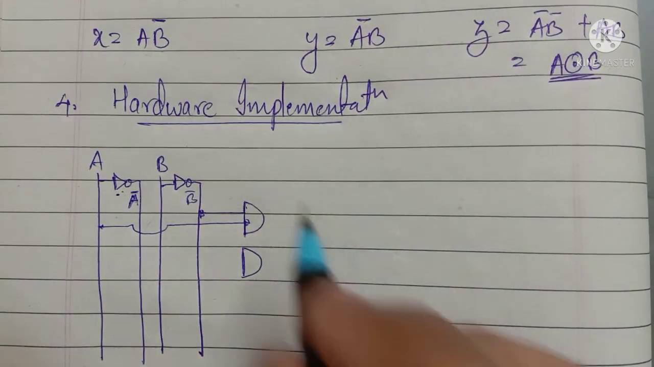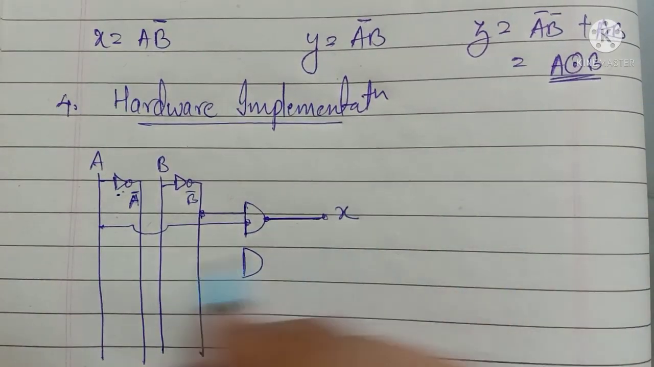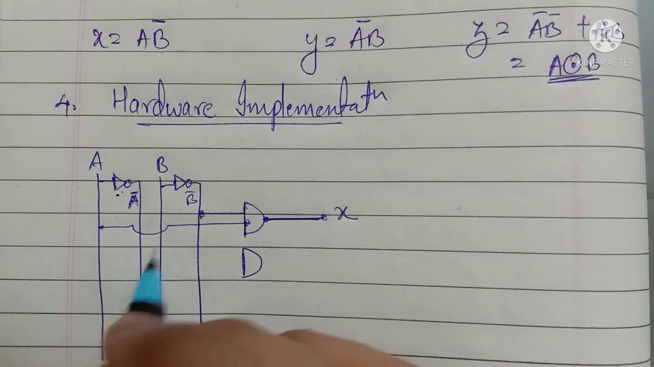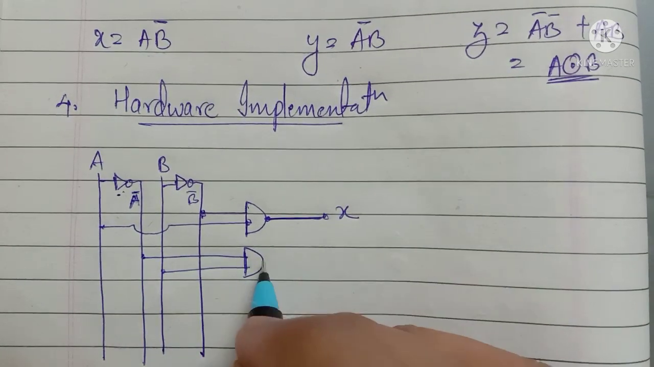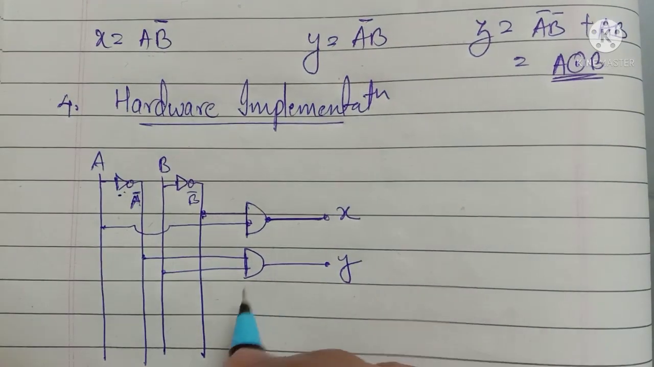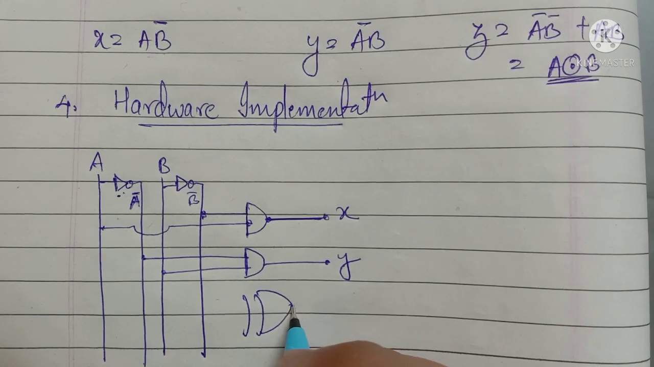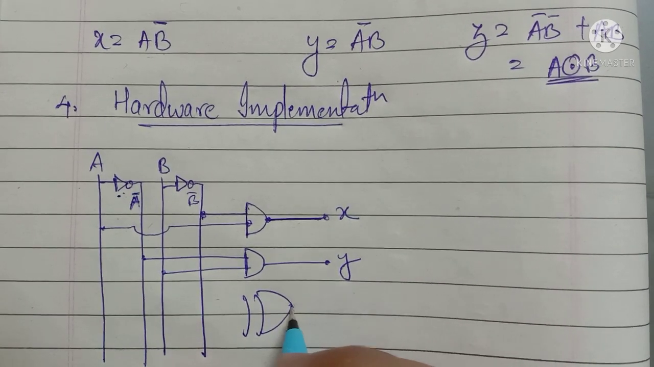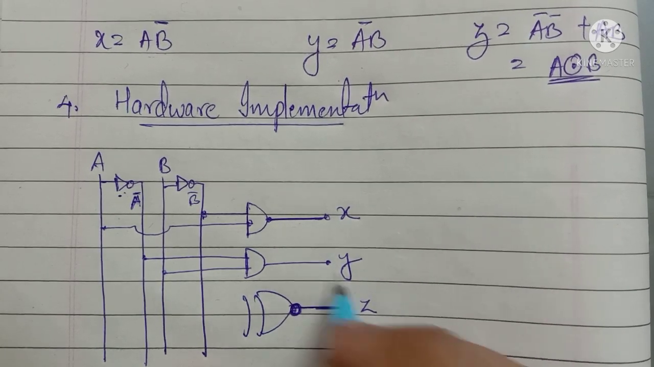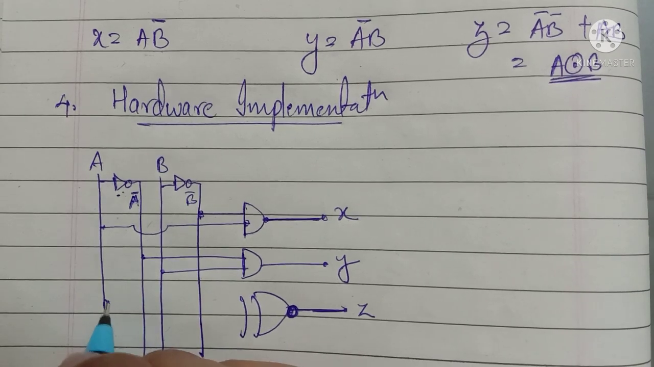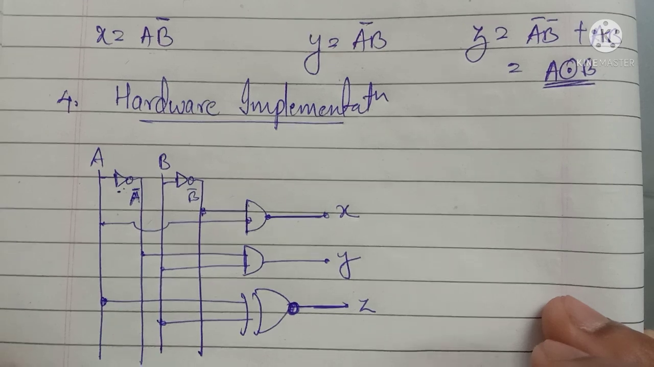And for Y, you will get A bar B. So this is what you will get as Y. And for Z we require X NOR, there will be a bubble, X NOR of A and B. So this is your circuit implementation.